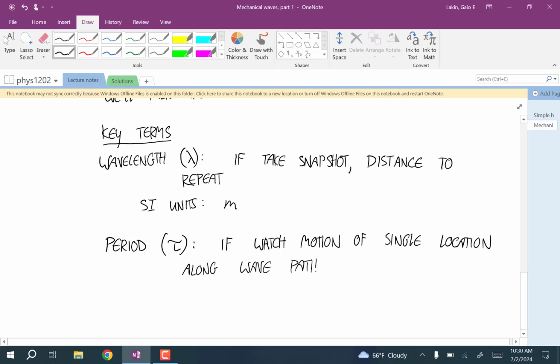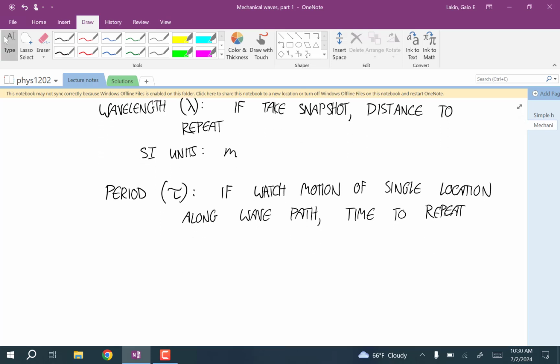That's the time required for the oscillation to repeat. Just like it has the exact same meaning as it did for oscillations. That's because it is a measure of an oscillation of a point. The SI units for the period are seconds.